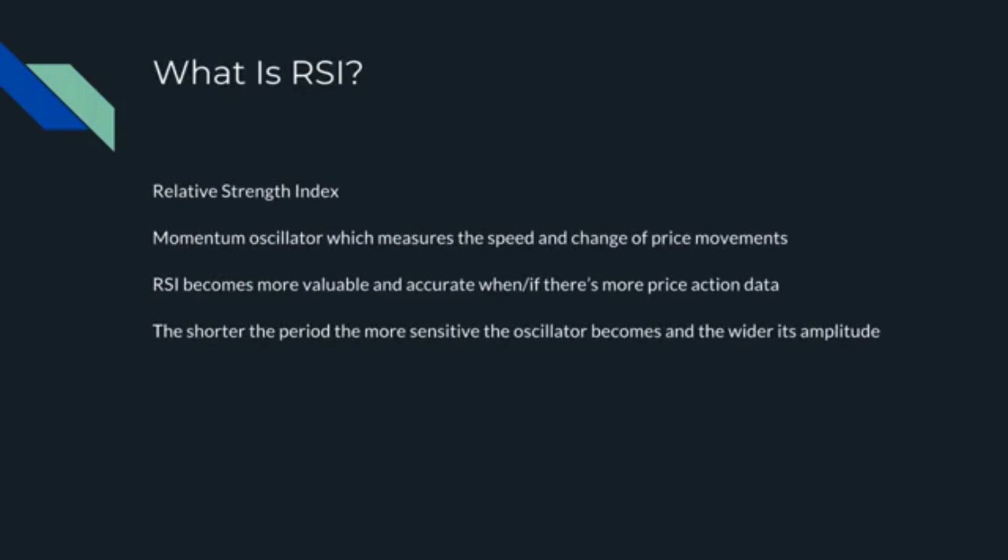So what is it? RSI stands for Relative Strength Index. It's a momentum oscillator which measures the speed and change of price movements. Great. It becomes more valuable and accurate when or if there's more price action data. So if you're trying to use the RSI on big time frames in a lot of altcoins which don't have a massive history, it may be a bit harder, but it should be fine for the most part. That's just something I'm flagging up.